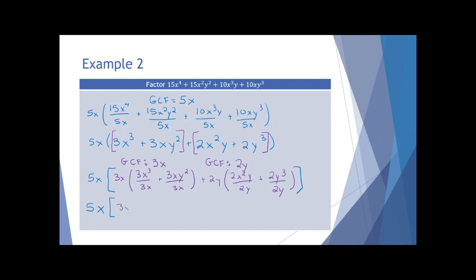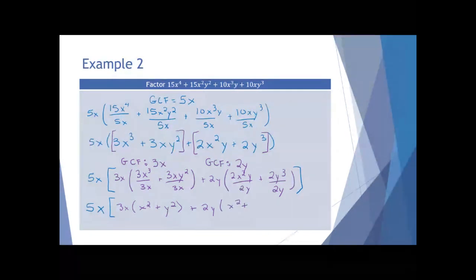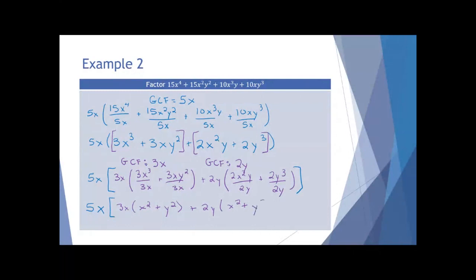So now I'm going to do my division. So the 3's cancel. X squared over x becomes an x squared. And then I get a y squared. Then plus 2y. The 2's cancel, the y's cancel. I'm left with x squared plus 2's again. You subtract your exponent, so you get a y squared. So inside my parentheses, I match. That's going to be what I'm going to factor out.